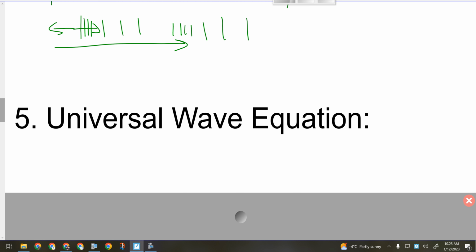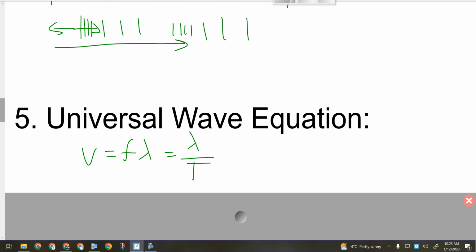Universal wave equation, is that important? Yeah, we used it in basically every kind of wave question except Doppler effect. So it's definitely important to know the universal wave equation, which is v equals f times lambda, or lambda over period. You would use that in an echo question, a two-speaker question, an air column question, any of those types of questions.